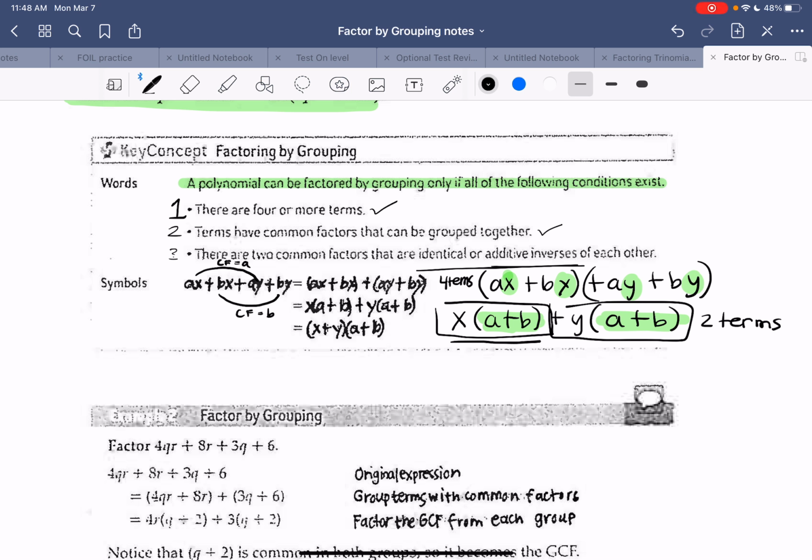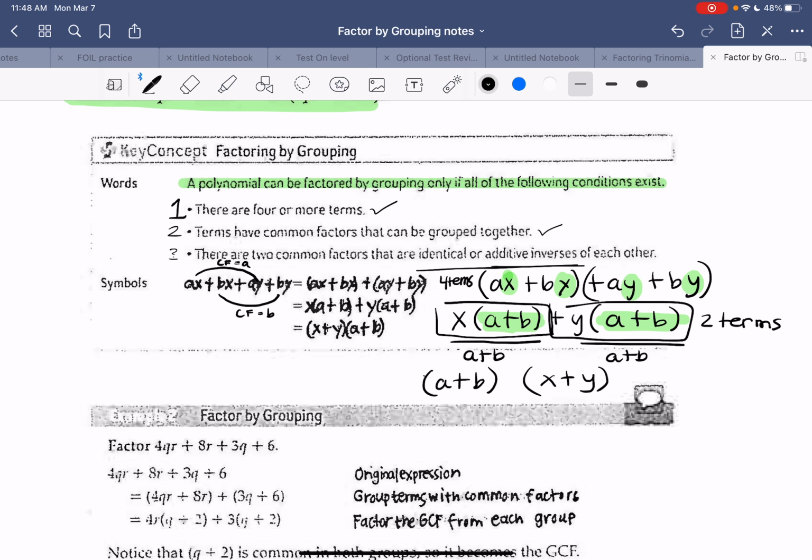So if I divide this by a plus b, and if I divide this by a plus b, I am just left with x plus y. So then my two factors of this polynomial become a plus b, which was on the inside of both parentheses here, and then what was left when we took out that GCF, x plus y.